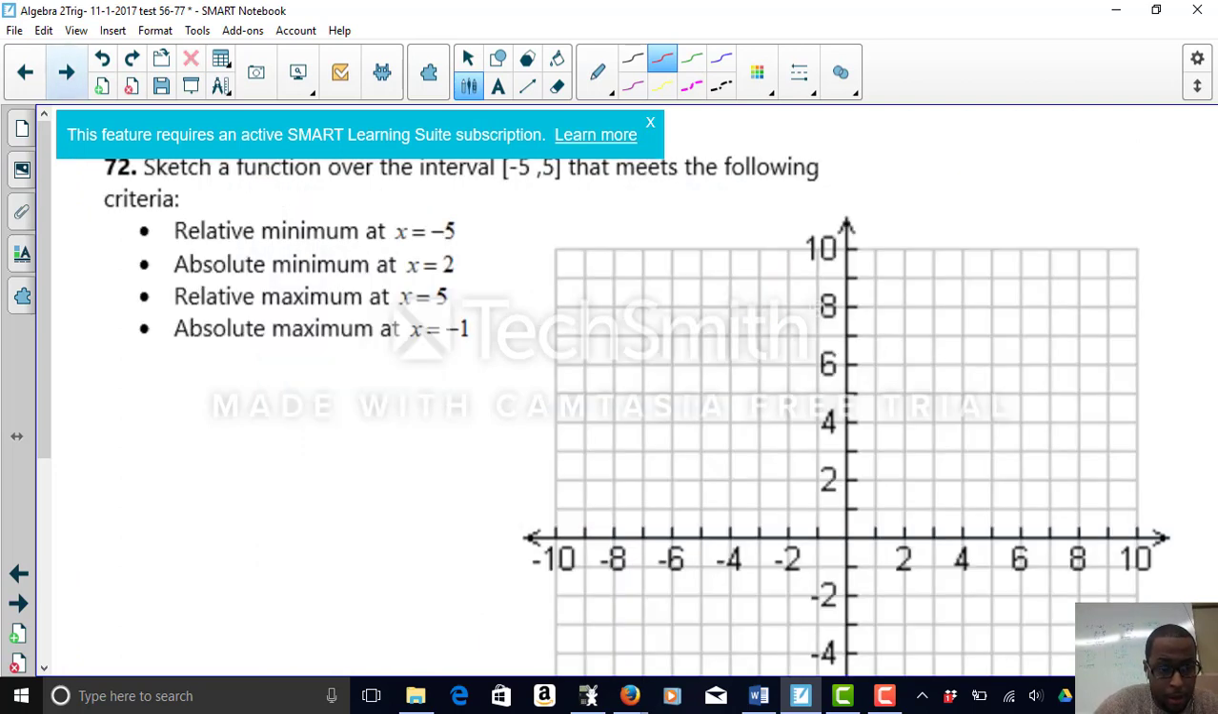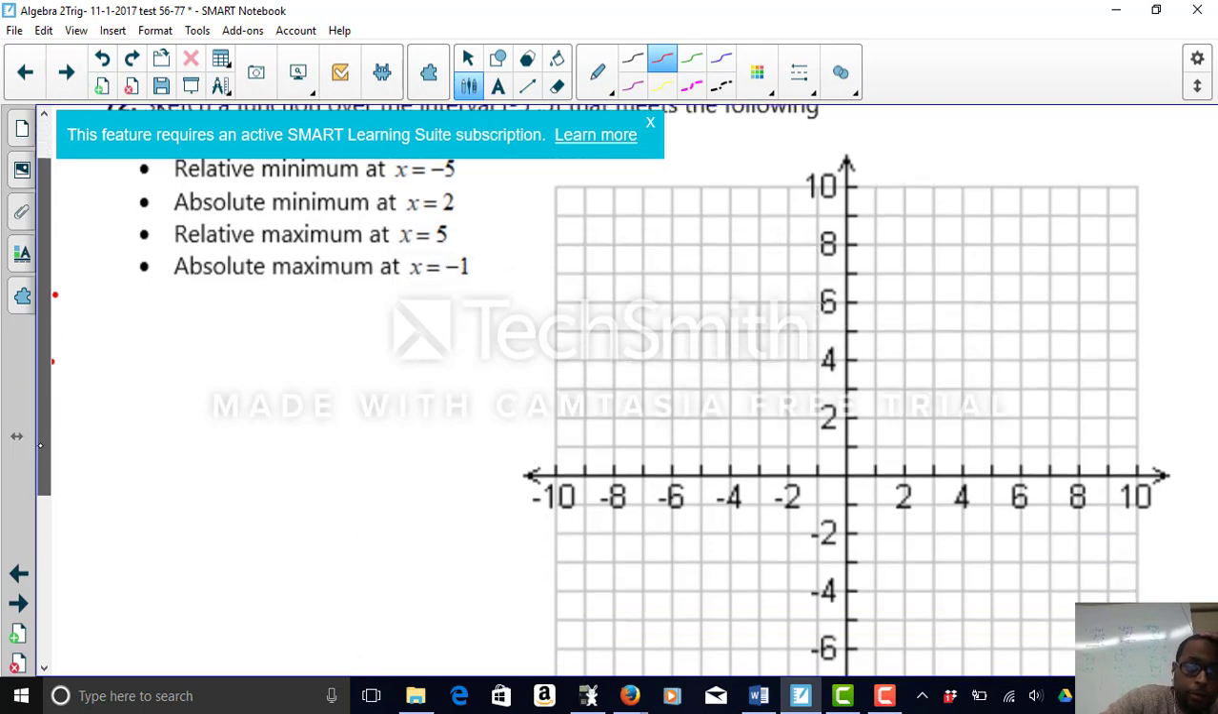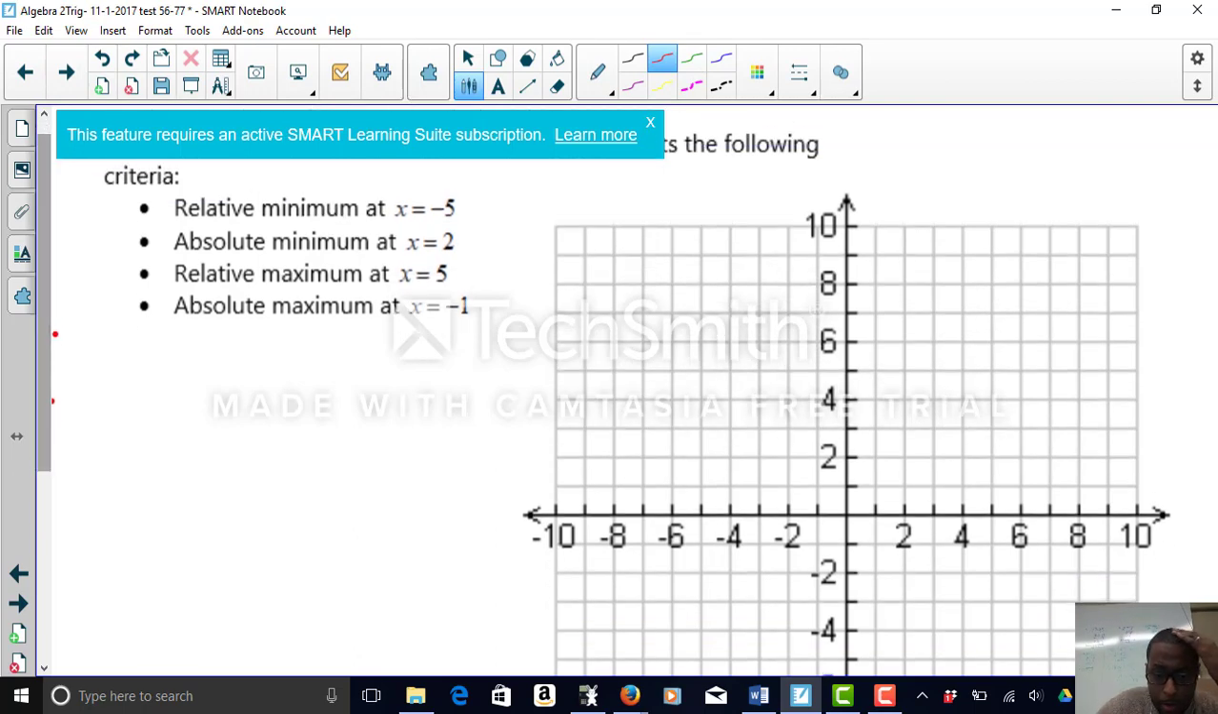Okay? Okay. Sketch a function over the interval negative 5, 5. That means follow criteria. So, absolute minimum, 2. So I know my lowest point has to be at 2. Relative minimum, negative 5. So I know that if this is my lowest point, then negative 5 has to be my second lowest point. So if I'm going to sketch my function, that has to be the lowest point. Okay. Relative maximum at 5.